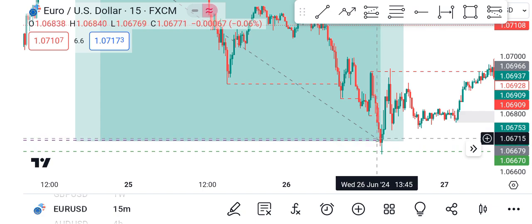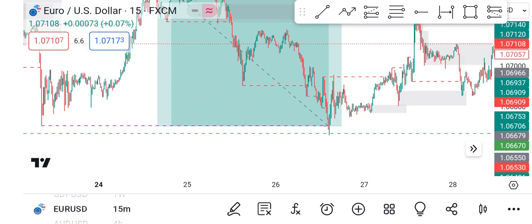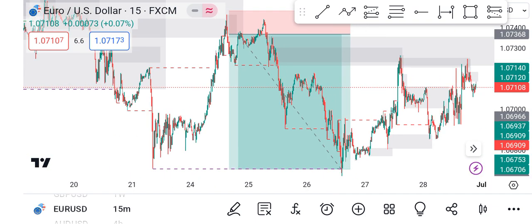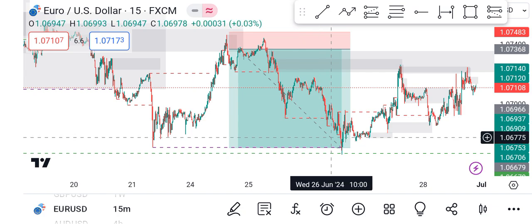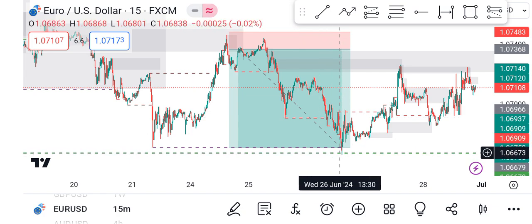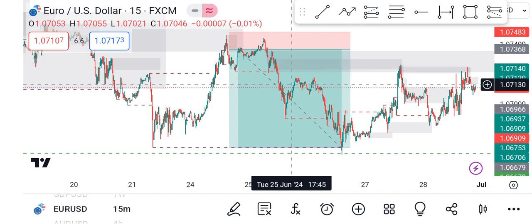So after this break of structure, what are we expecting? A market structure shift on the 15 minutes to facilitate what? The internal pullback again, which is all the way from this high to this low. So what we need is just a pullback into the extreme order block that has inducements.